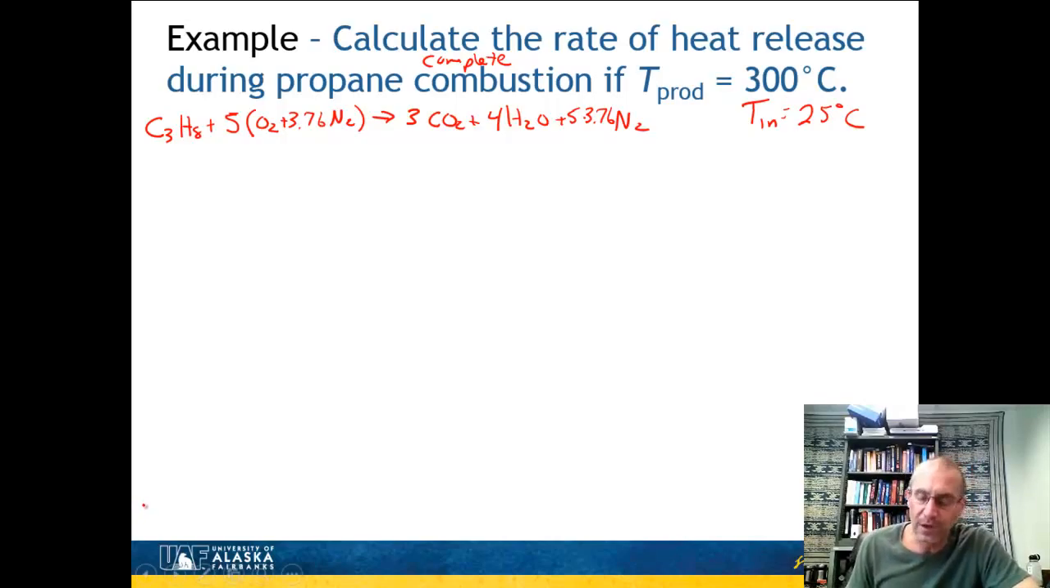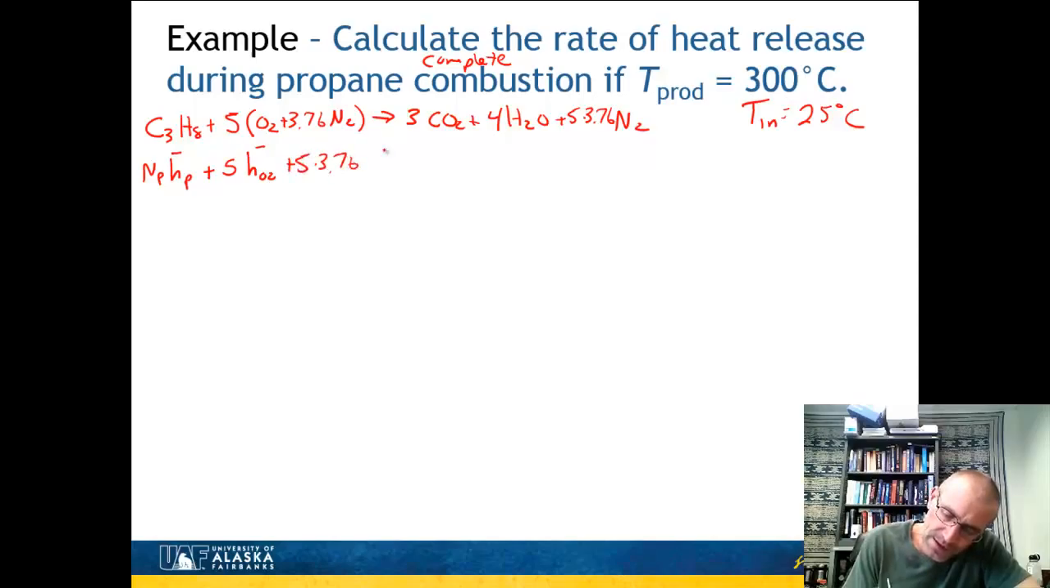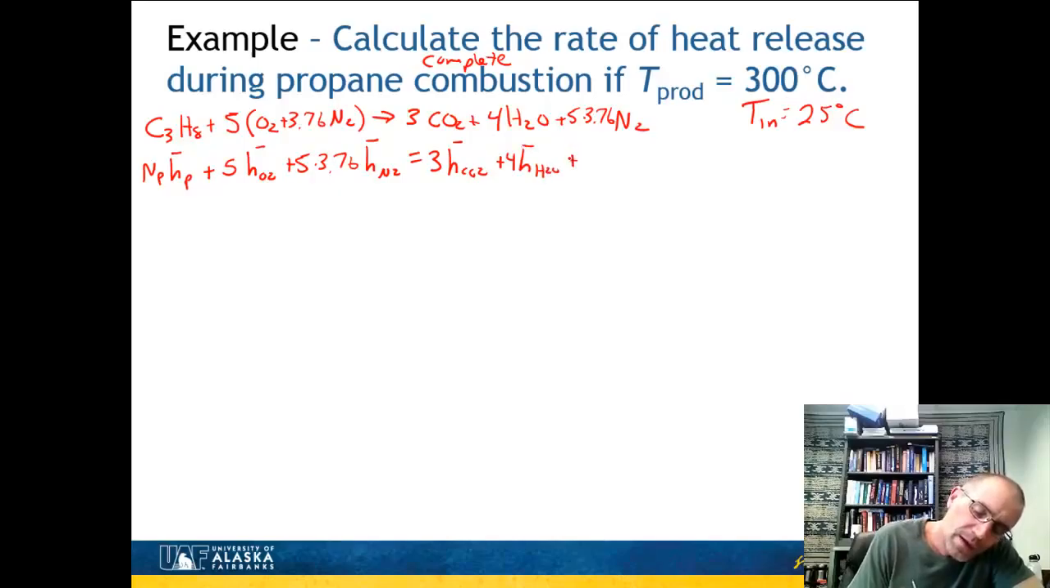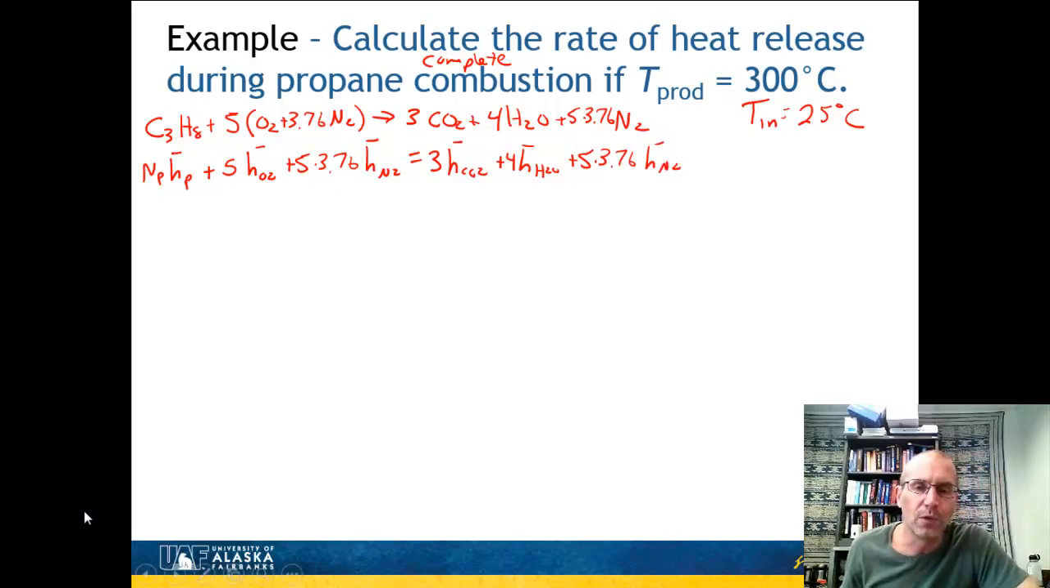And now I'm going to go ahead and write my energy equation. And so the energy that's going in is going to be the number of moles of propane times the enthalpy of propane. If I'm using number of moles, I'll put a little bar. Those are going to be enthalpy per mole values. Plus, and then here I've got 5 times the enthalpy of O2, plus 5 times 3.76 times the enthalpy of N2. And that's everything that goes in. So that's going to be equal to everything that comes out. So I'm going to keep going. Now I've got 3 times the enthalpy of CO2, 4 times the enthalpy of H2O, and then 5 times 3.76 times the enthalpy of N2. And all of those are on a molar basis.